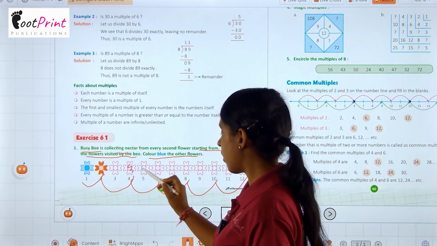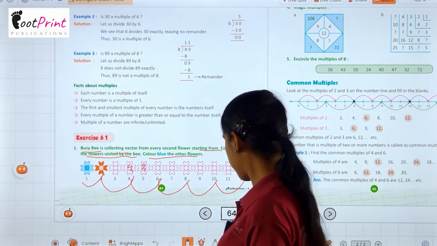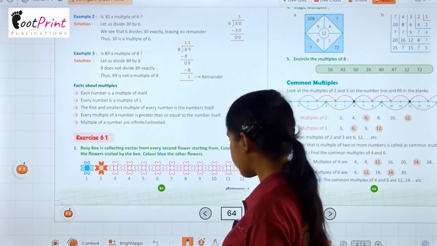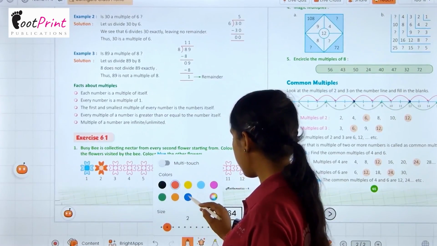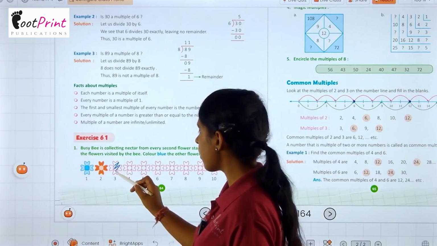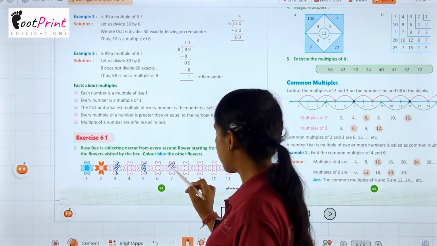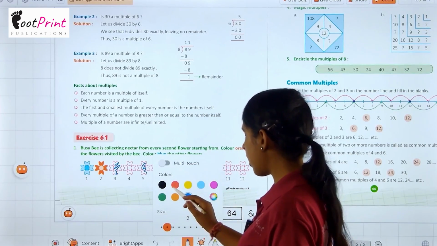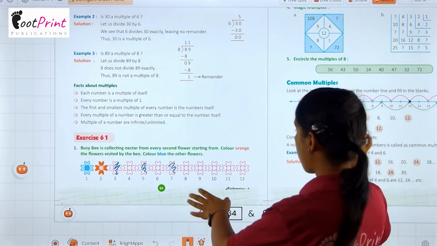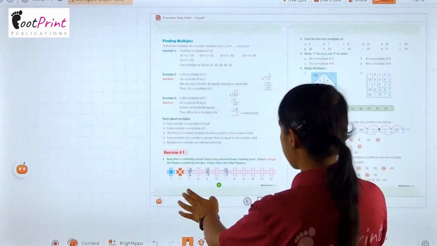So we have to color it orange with orange color. Okay, and the rest of the flowers are blue. You can do it by yourself. Okay, now we can move to the next question.